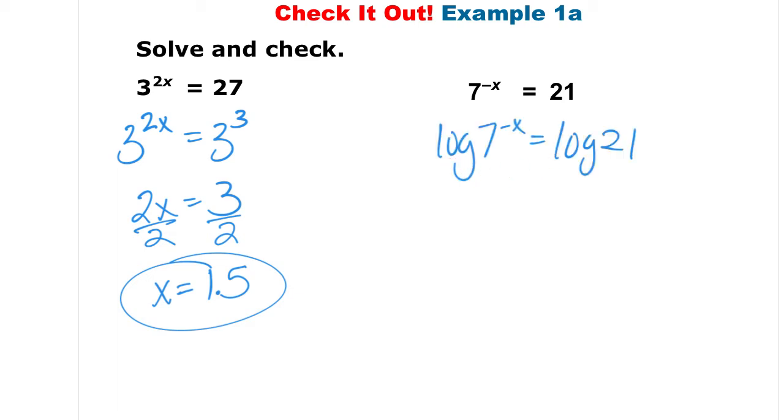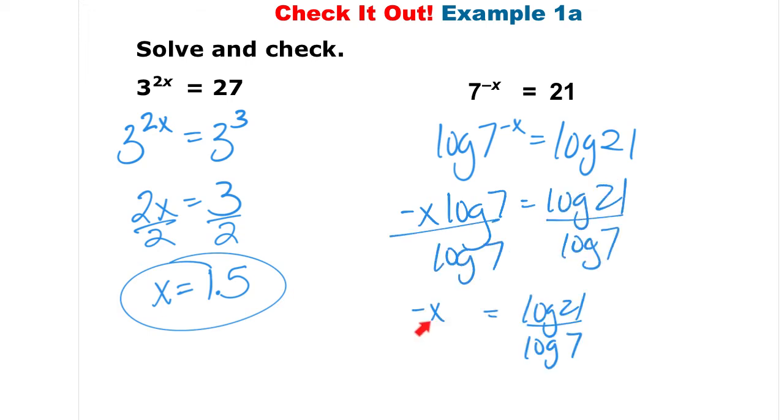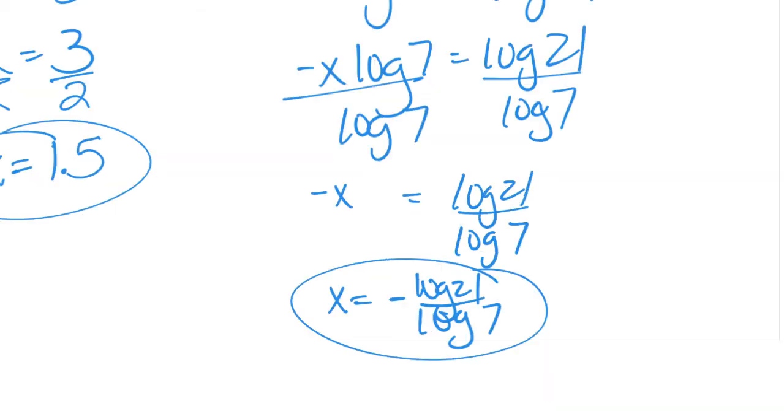I rewrote this by taking the log of each side, and using my properties of logarithms, I can bring that exponent out front. And then I'm going to divide both sides by the log of 7. And at this point, I would either multiply or divide both sides by -1, so that I get a positive x, and that would be x is going to equal the negative log of 21 over log of 7. As a decimal approximation using a calculator, this would be -1.57.